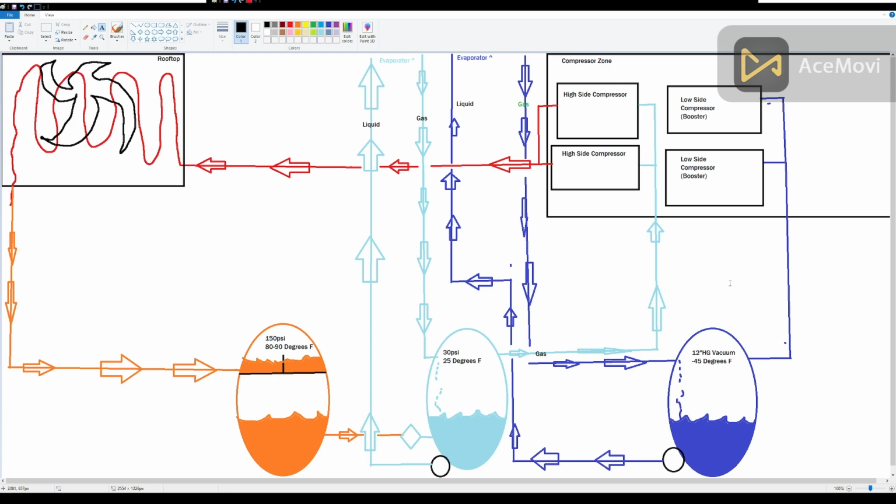Your low side gas is going into your low side compressors, sometimes called boosters, especially by older guys who've been doing this a long time. I much prefer low side compressor myself, but you might hear them use either or. These compressors will be bumping this up to the same temperature that we ran into over here on the high side.